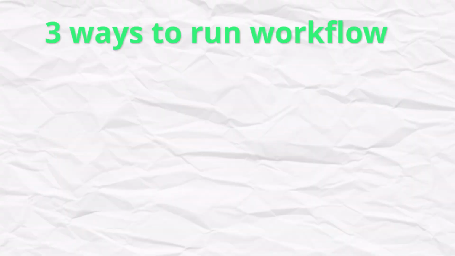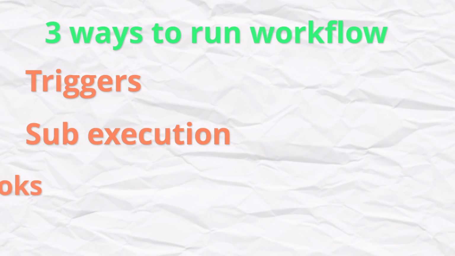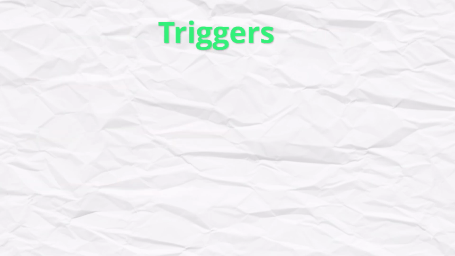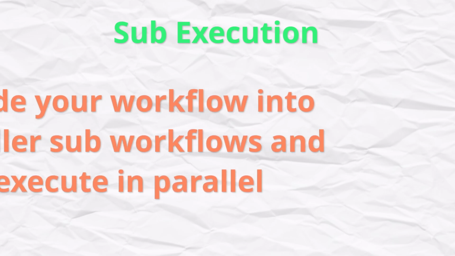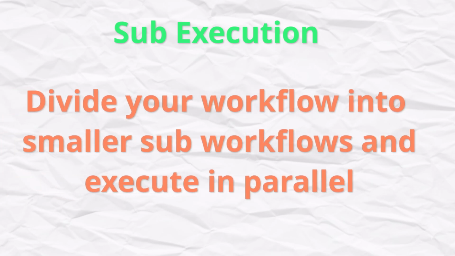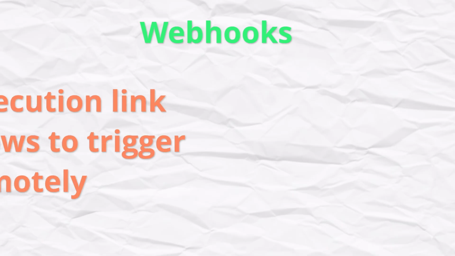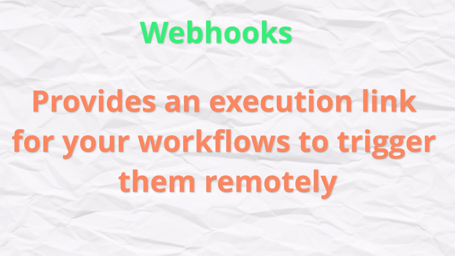There are three key ways to run a workflow. There are triggers, sub-workflow execution, and webhooks. You can trigger a workflow based on a certain schedule or by using popular apps, like WhatsApp or Telegram. There are many times when you want to run a certain workflow repeatedly by passing different data every time. That is where sub-workflow execution comes in handy, where you can divide your workflow into smaller sub-workflows and then execute them in parallel. And finally, there are webhooks, which give your workflows a link. And when you make requests to these links, your workflow will run.